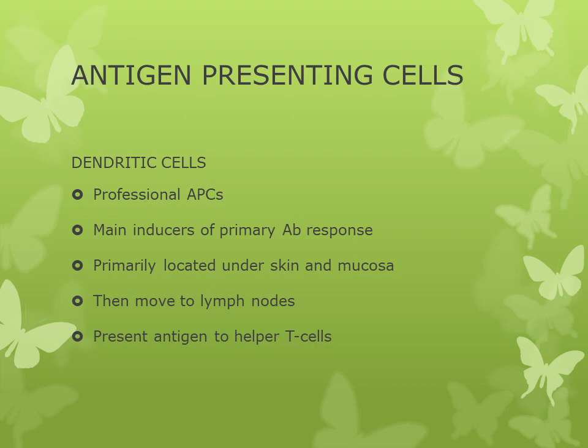Primarily the dendritic cells are located under the skin and mucosa, and at that place underneath the skin, they are called Langerhans cells. Dendritic cells then migrate from their peripheral location under the skin to the local lymph nodes, and when they migrate, they result in the presentation of antigens to the helper T cells. So dendritic cells, again, are a type of antigen presenting cells.